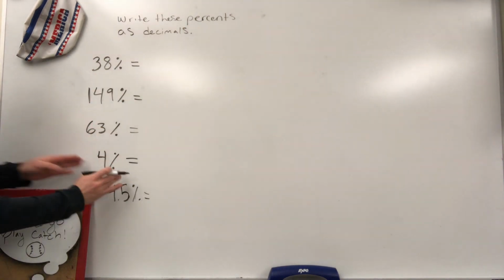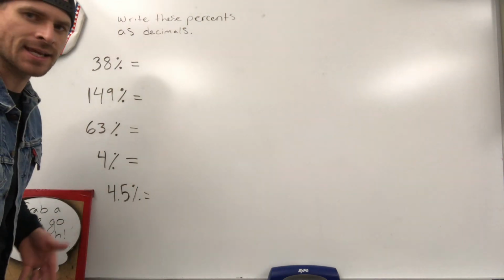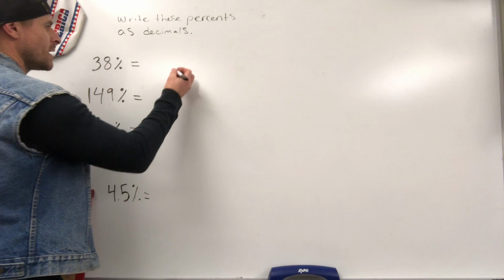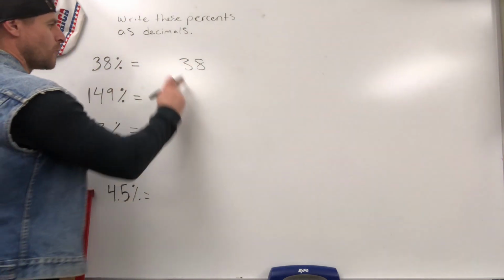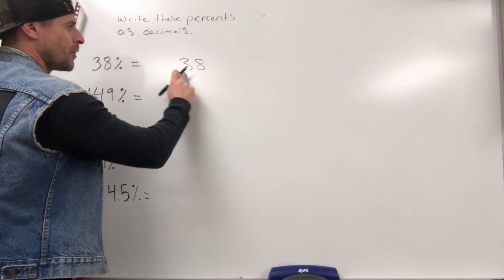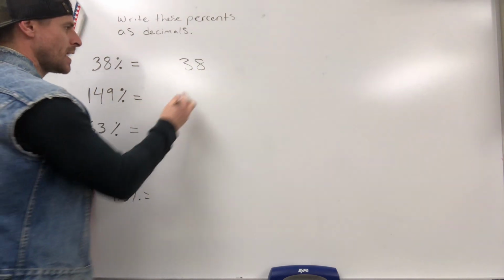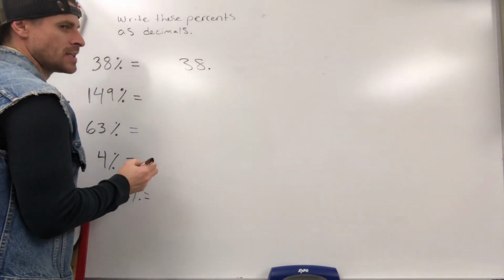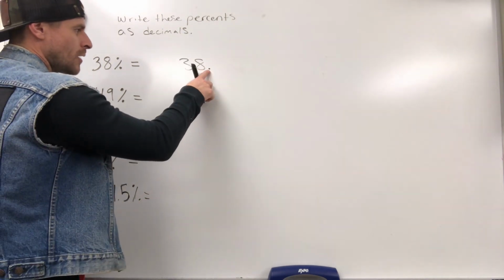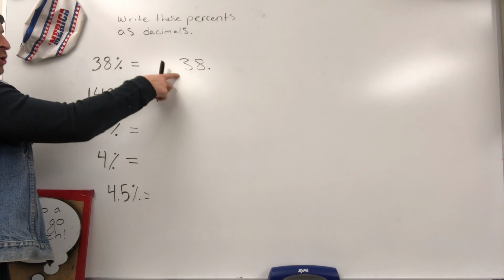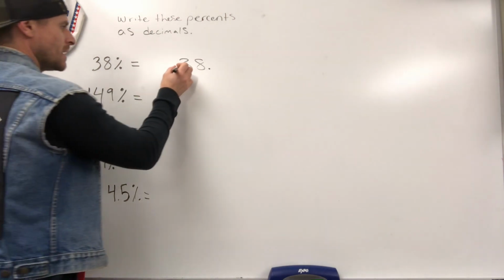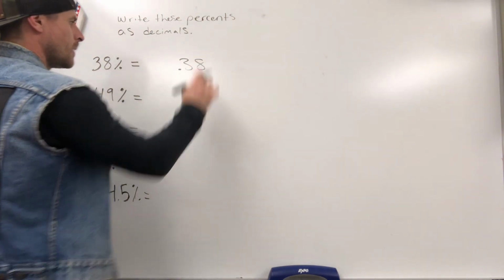So how do you take a percentage and convert it to a decimal? This was my entry test today to make sure my kids know how to do it. It's quite simple. Take the number, write the number down. Ask yourself where the decimal would be in 38. The number 38 would have a decimal right there after the 8. So I look there where the decimal would be, and I want to move it 1, 2 spaces back. So it would end up right there.